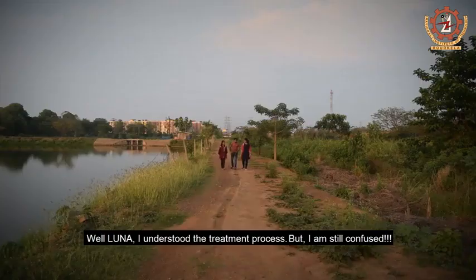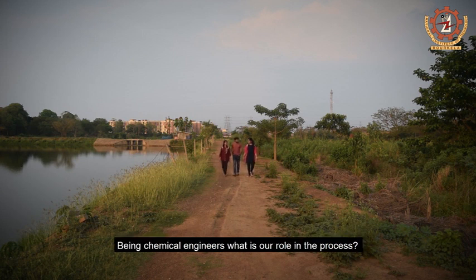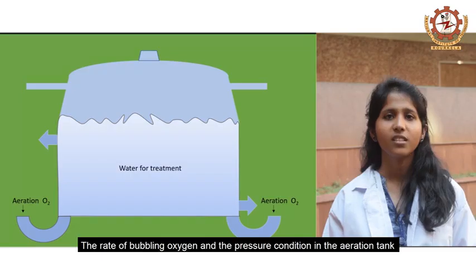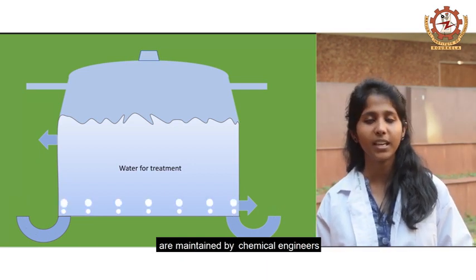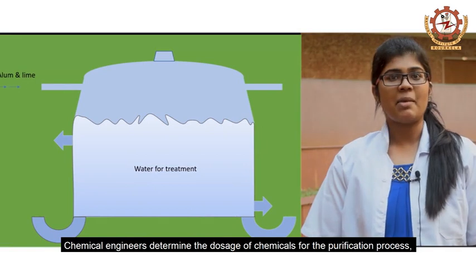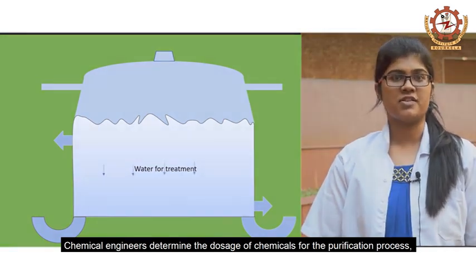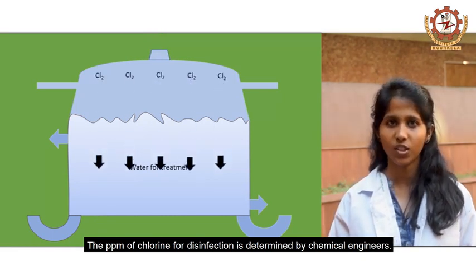Well, Luna, I understood the treatment process, but I'm still confused. Why are you confused? Being chemical engineers, what is our role in the process? Okay, Atticus, now let us clarify your queries regarding our role in the process. The rate of bubbling oxygen and the pressure conditions in the aeration tank are maintained by chemical engineers. Chemical engineers determine the dosage of chemicals for the purification process. The ppm of chlorine for disinfection is determined by chemical engineers.